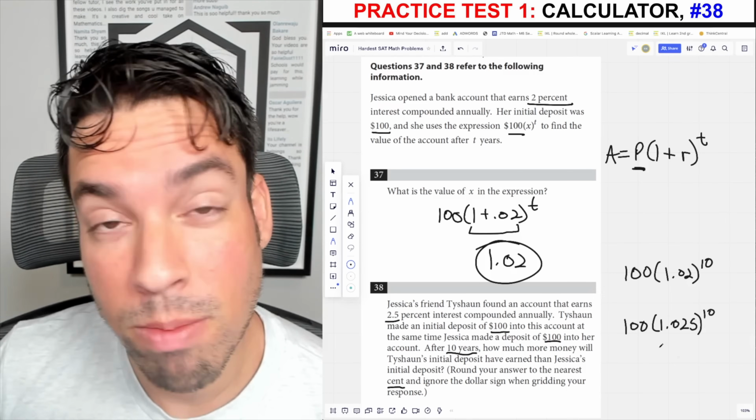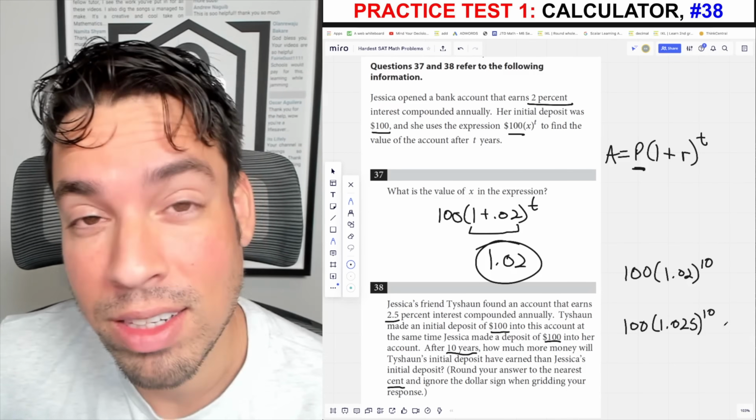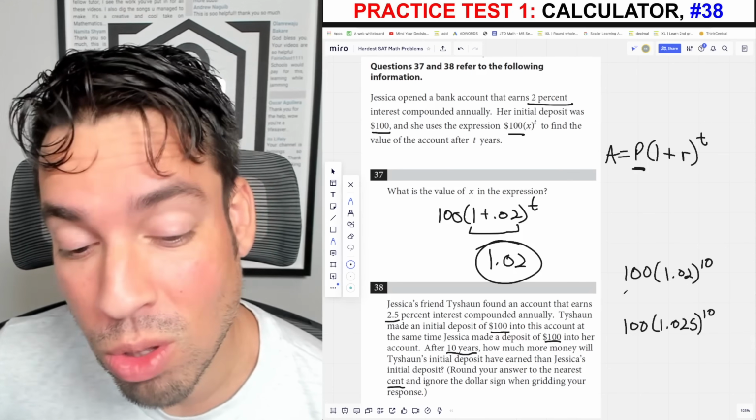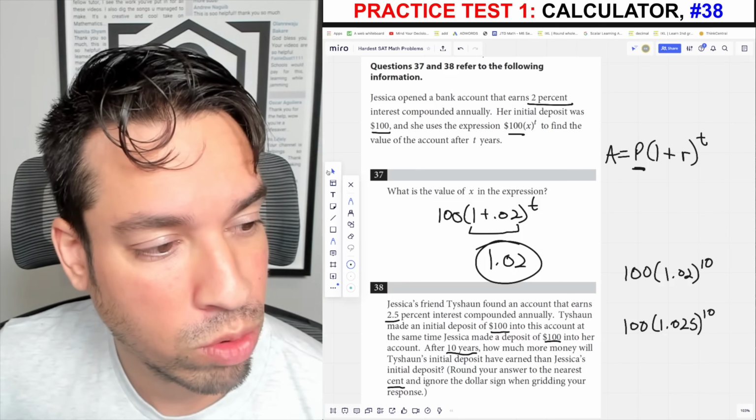And this is a calculator problem. You could theoretically do this without a calculator. It would just take you so long. It would be so painful. So we're going to jump to a calculator right now.